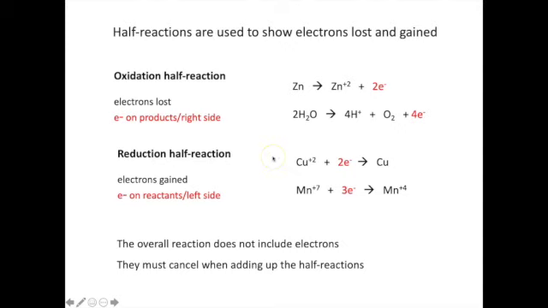So when you put these two half reactions together, you have a complete balanced equation, and that does not include those electrons. So that's why you have half reactions, it helps us identify. And these electrons end up canceling out when you show the complete balanced equation. You don't see electrons on either the right or the left in a balanced equation.